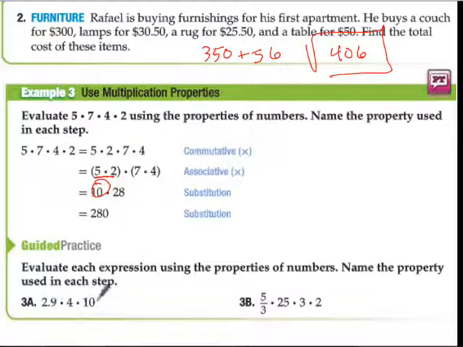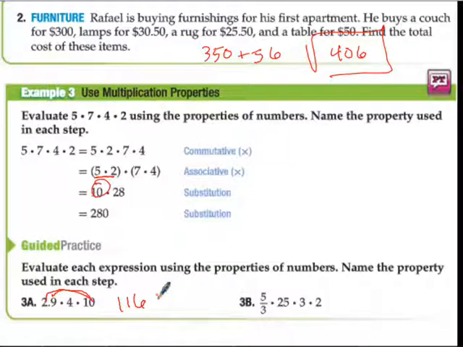Okay? Take a look at 3a. Probably easier to do these two first and get 29. Okay? And then 29 times 4, well, you can do 20 times 4, which is 80. 9 times 4, which is 36, and add those together and get 116. Okay? Helps you do mental math when you change the order.